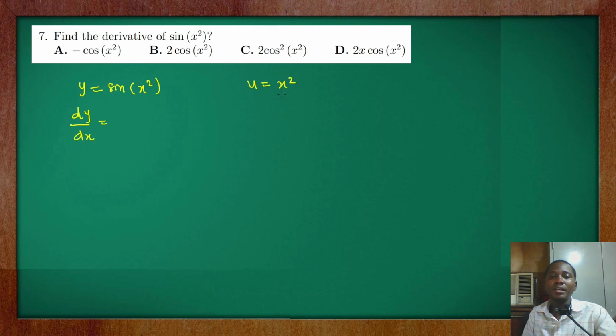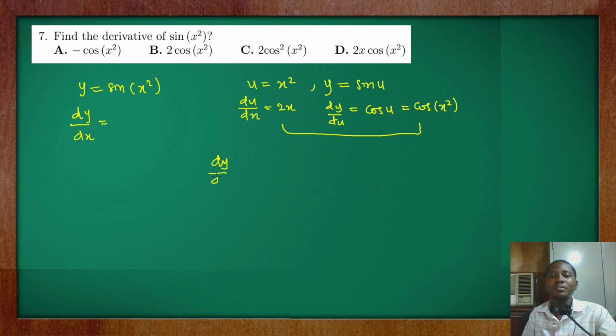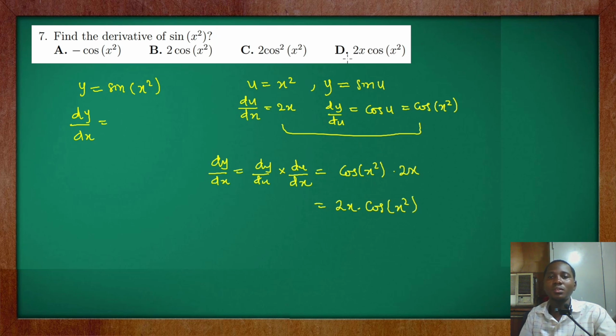So if I use my chain rule, my y is going to be sine u. If I differentiate u with respect to x, I'm going to have 2x. If I differentiate y with respect to u, I'm going to have cos u, which is still the same thing as cos x squared. So if I multiply these two results together, I'm going to have my dy dx equals dy du times du dx. My dy du is just cos x squared, and my du dx is 2x. So I have 2x multiplied by cos x squared. So the correct answer to this question is option B. Let's just move on to the next question.